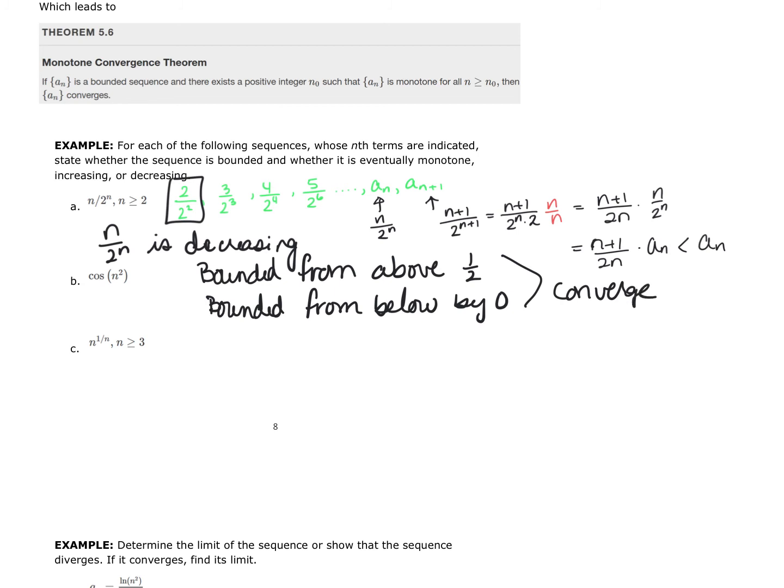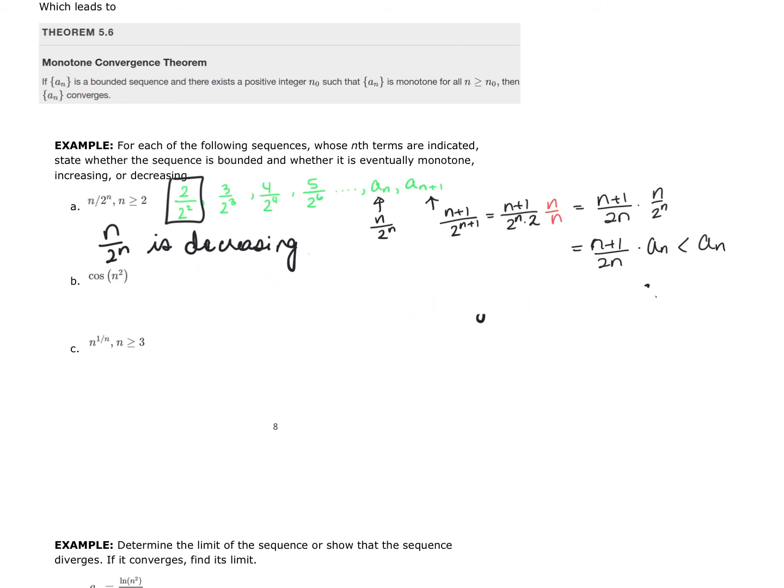Now let's take a look at my next example. We have the cosine of n squared. Just need to erase all of this. So with the cosine of n squared, we know that the cosine of any angle theta, the absolute value, is going to be less than or equal to 1. That tells me that -1 is less than or equal to the cosine of any angle, which is less than or equal to 1, and theta is being any angle.